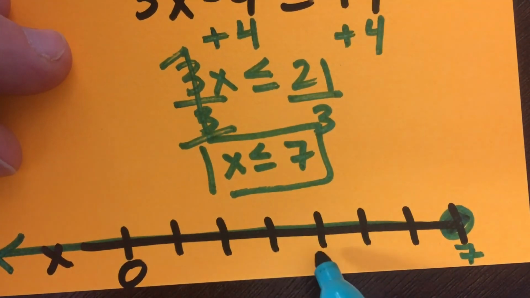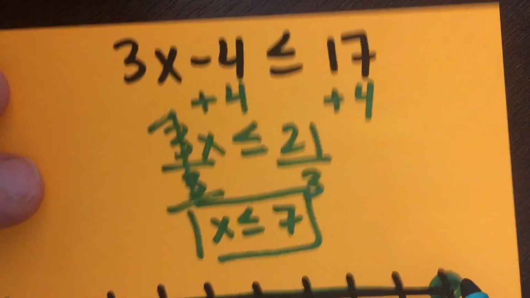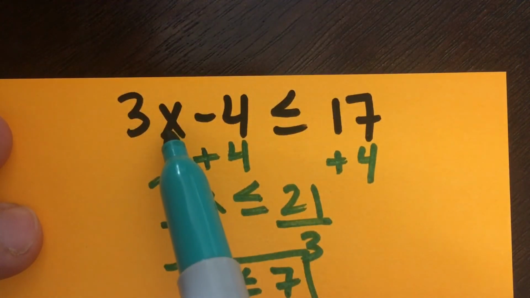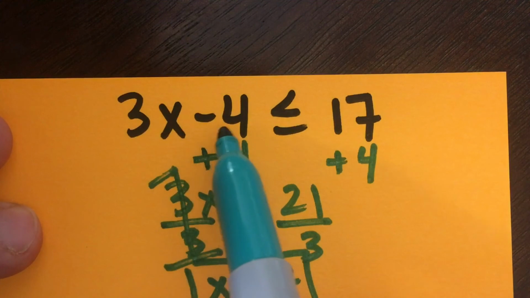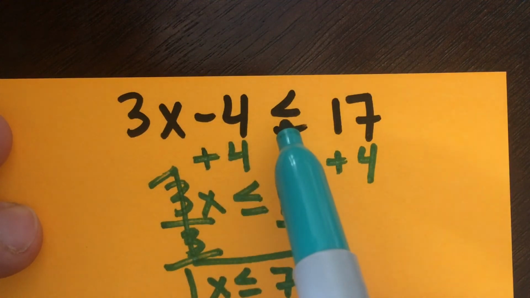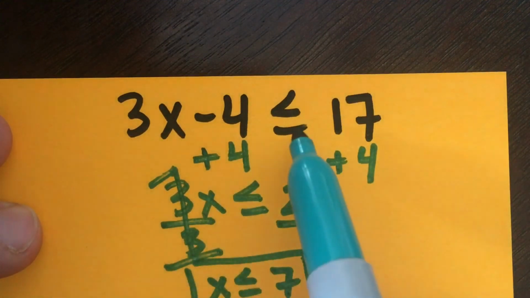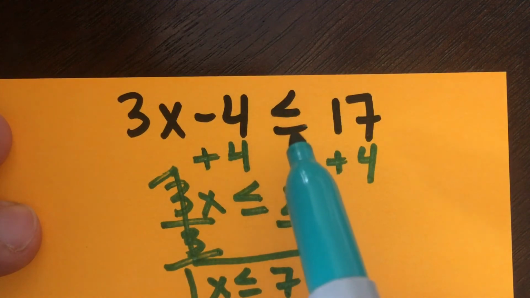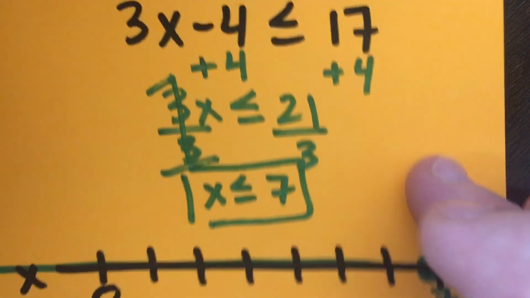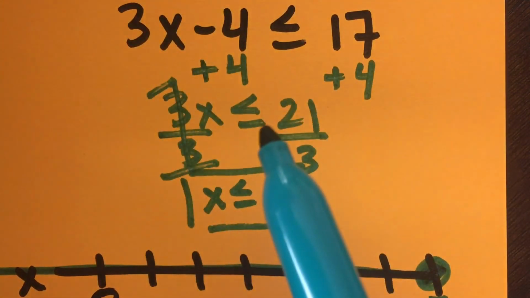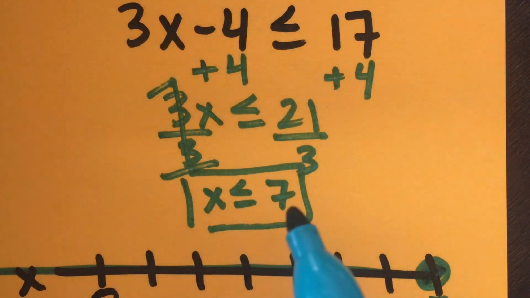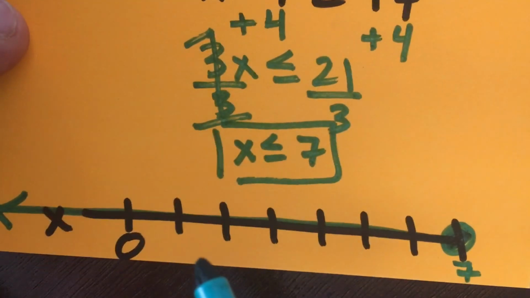To do a quick check, let's plug in 5, because 5 is less than 7. 3 times 5 is 15. 15 subtract 4 is 11. 11 is in fact less than 17. Remember, it didn't have to also equal. It's less than or equal to, okay? So that's how you use your linear solving skills to isolate the value that's in relationship to x and plot on your number line.